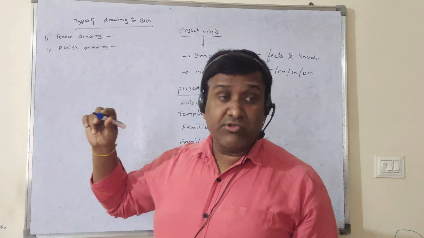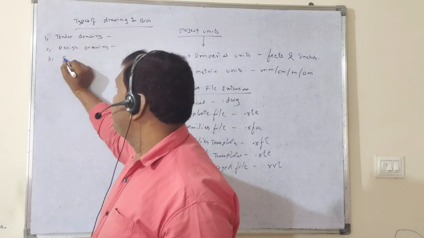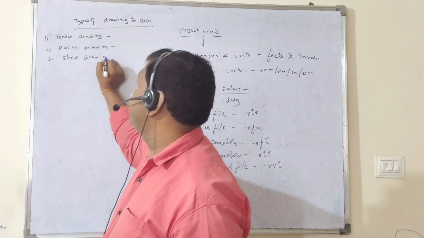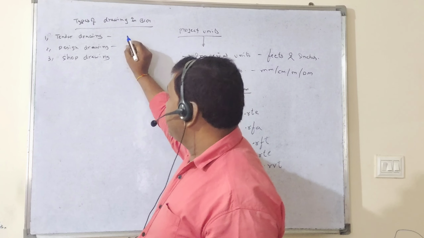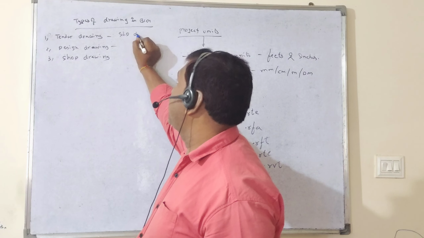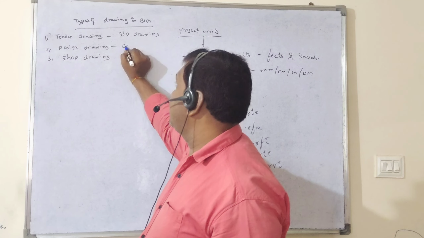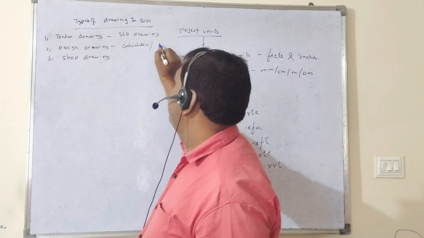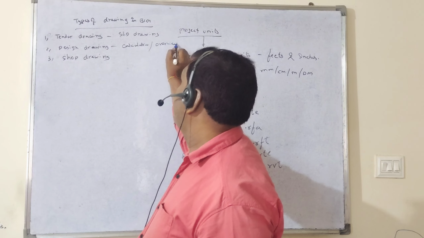So for the design drawing, we have to prepare the design. Next, after completion of the design drawing, you have to prepare the shop drawing. This is very important, shop drawing. Here the tender drawing is a single line diagram, we can say an SLD drawing. Tender drawing is nothing but an SLD drawing. Design drawing is totally calculation, with overview design.